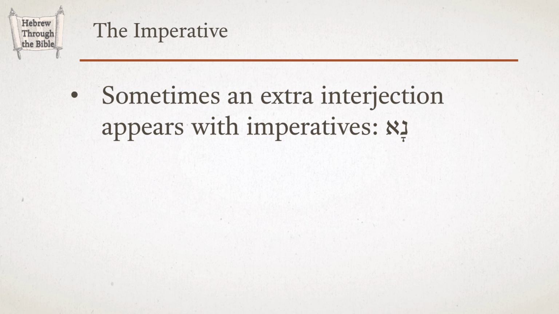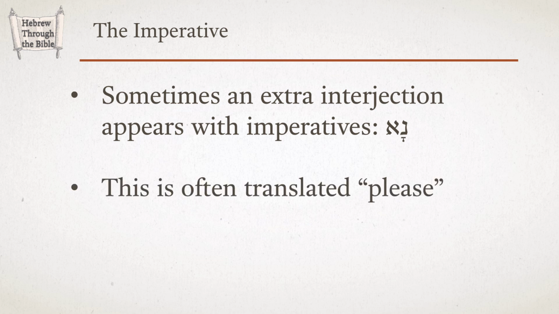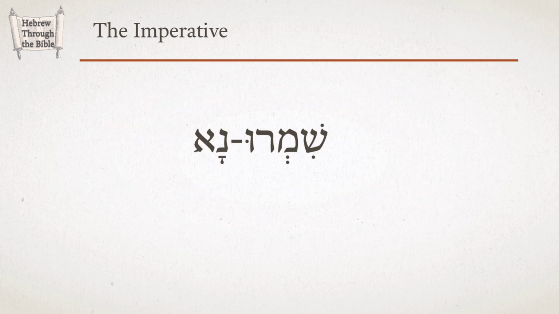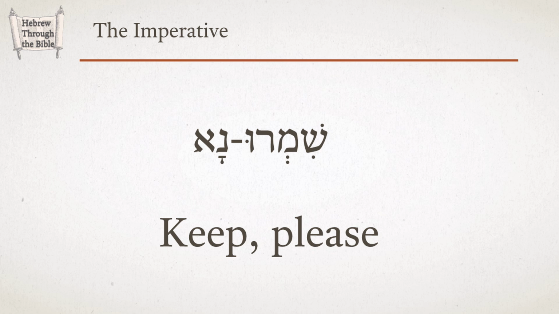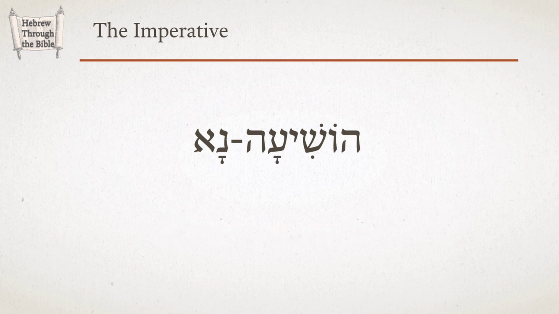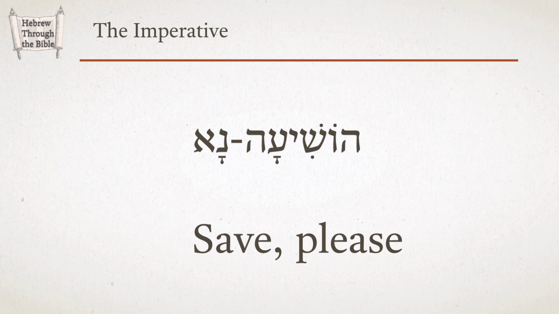Finally, in connection with imperatives, it is good to note that sometimes an extra interjection appears with imperatives, na. This particle is often translated please in English, so shimruna is keep, please. Here is another imperative with the interjection na. This is actually a long imperative that means save. This word, hoshiana, therefore means save, please.